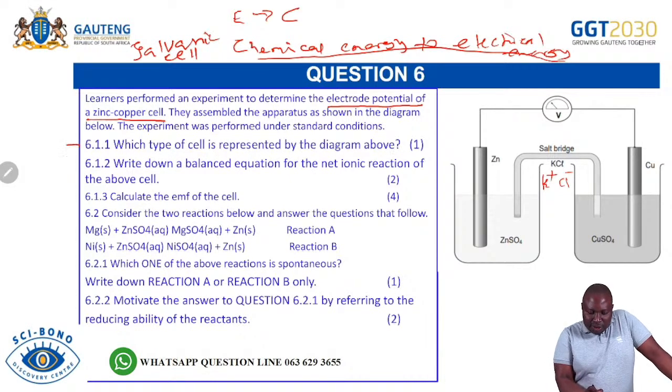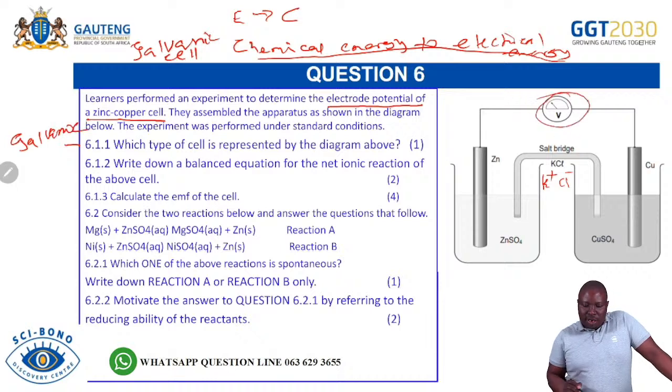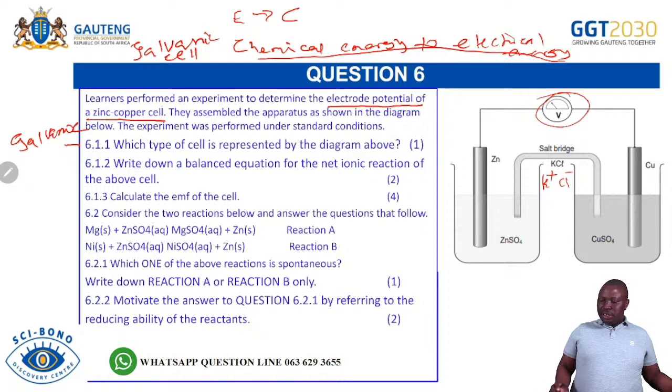Now, which type of cell is represented by the diagram? So already we said this one is no longer electrolytic. This one is galvanic. Why? You can see that we are producing electricity here. Chemical energy to electrical energy. So it's galvanic. Write down a balanced equation for the net ionic reaction of the above.